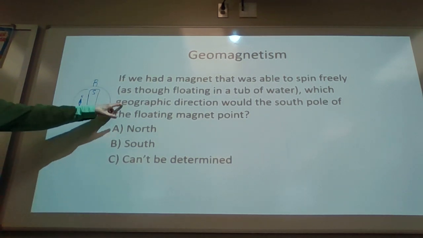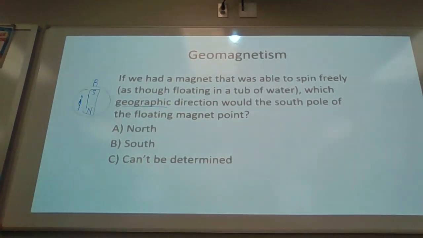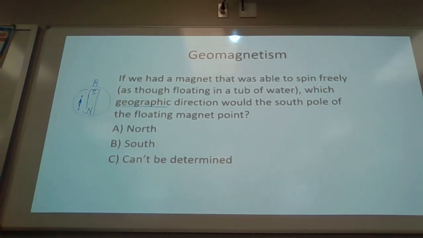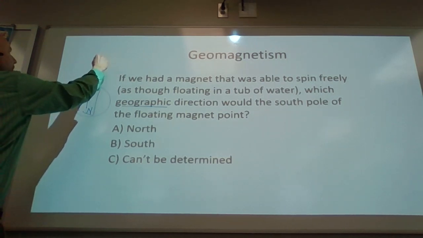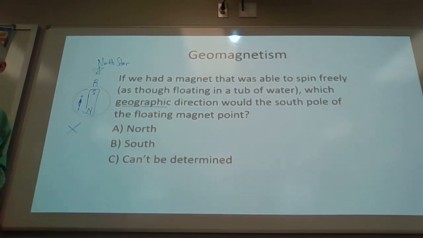No. What geographic direction? South. If I say what magnetic pole would that seek, that would be north. But what geographic? It points south. This is North Star. This is the Southern Cross. This guy's going to point towards the Southern Cross. It's a constellation you can see in the Southern Hemisphere.